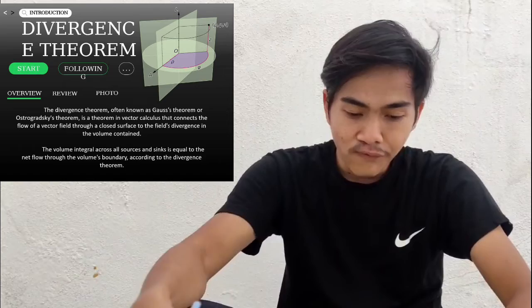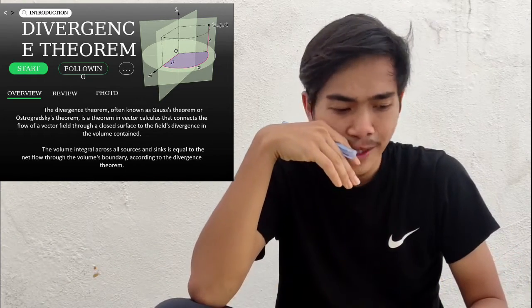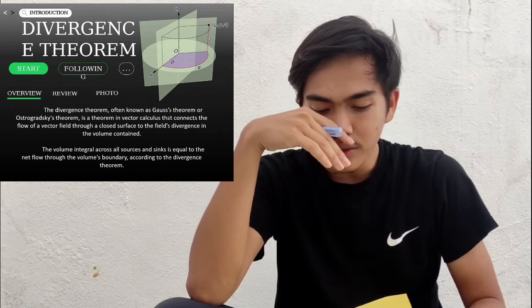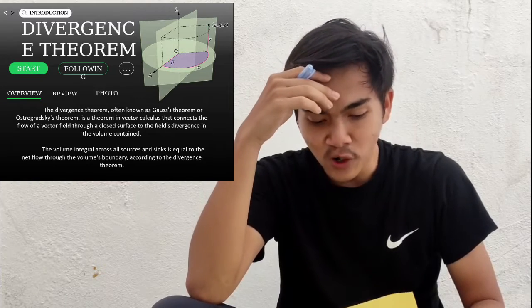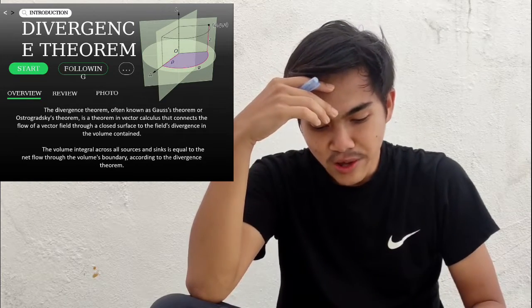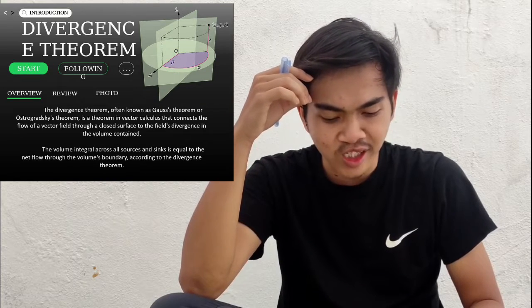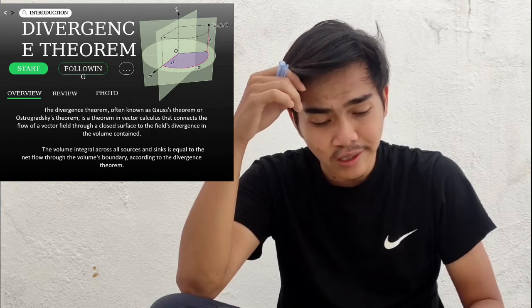Yes, we know that the divergence theorem, often known as Gauss's theorem, is a theorem in vector calculus that connects the flow of a vector field through a closed surface to the divergence in the volume contained. The volume integral across all sources and sinks is equal to the net flow through the volume boundary. But I still don't know how to do the question.